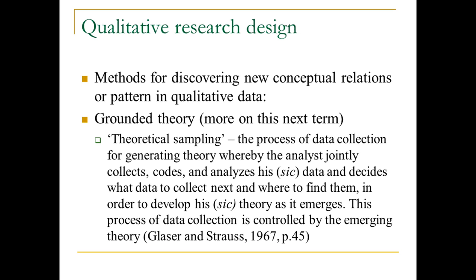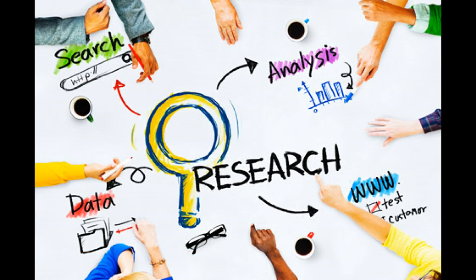I'm going to quote here from Glaser and Strauss, who said, "Theoretical sampling is the process of data collection for generating theory whereby the analyst jointly collects, codes, and analyzes his data and decides what data to collect next and where to find them in order to develop his theory as it emerges. This process of data collection is controlled by the emerging theory." That's to say that when you discover something that seems to be interesting in your data, you go out and collect more data to see whether or not the pattern is really out there and you can observe it in other situations, or if it was just the consequence of your one observation.